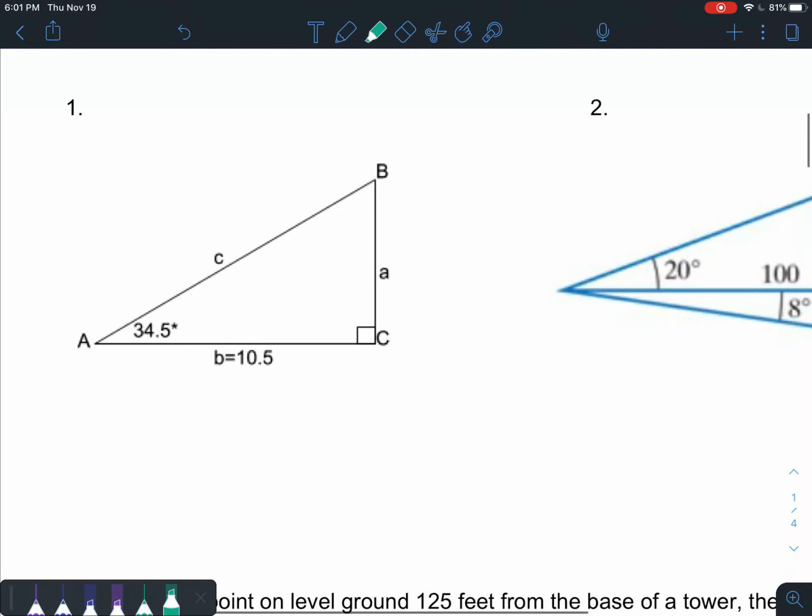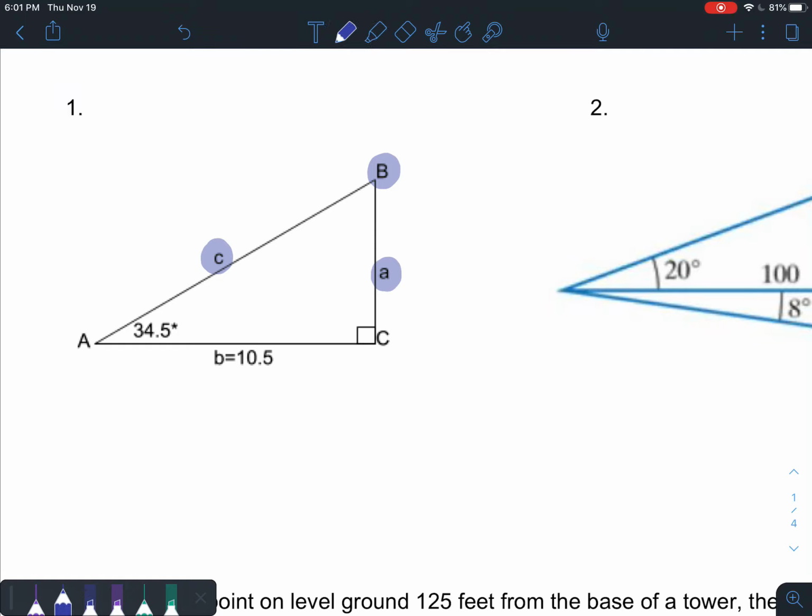So we're going to use trig functions to do these. We've already kind of talked about it, but I do want to do a few examples just to remind you. So I have 34.5 degrees at A, and then I'm looking for side A, angle B, and angle C.